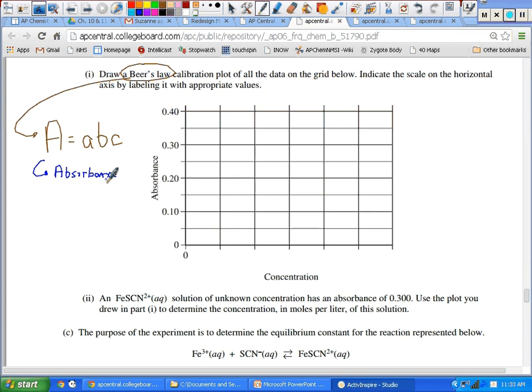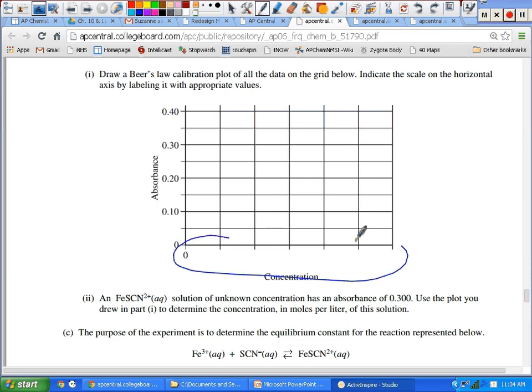Draw a Beer's law calibration plot of what? All of the data on the grid below. Where would you get your data from? The table from before. Now, this is where people messed up the most. Indicate the scale on the horizontal axis by labeling it with the appropriate values. What does that mean? Do you have any numbers down here at all? So, you're going to have to fill them in.